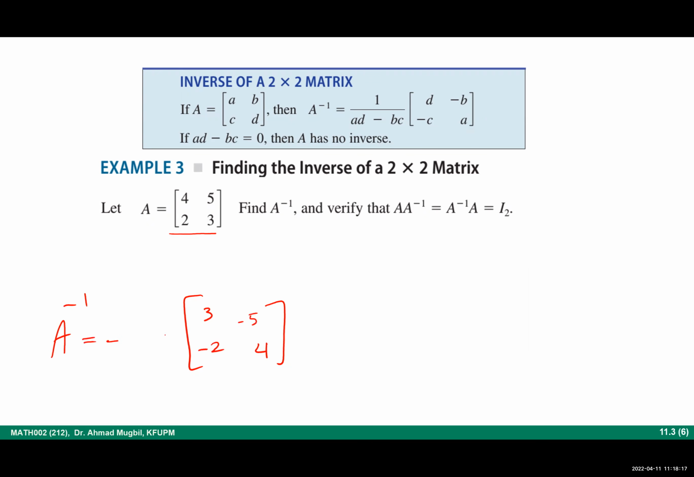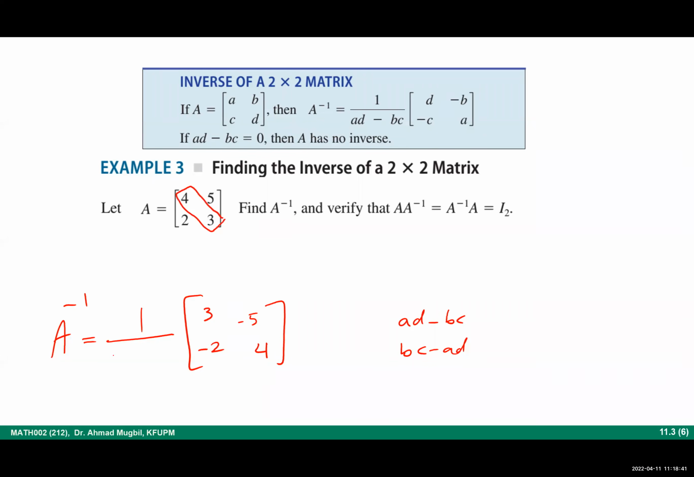And here you will divide by 1 over the product here. It will be over 10 minus, in fact, you will start with the main diagonal. Look at the definition. It makes a difference. If you said AD minus BC, it is not the same as BC minus AD. So be careful. We are multiplying the main diagonal entries first.